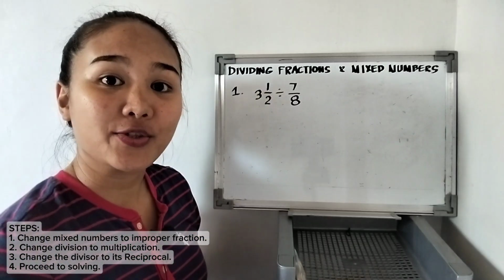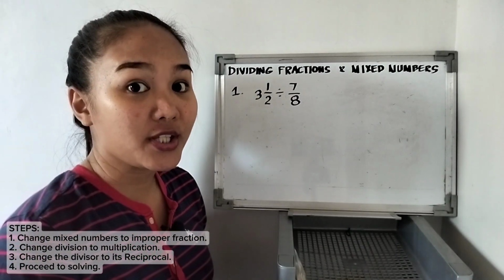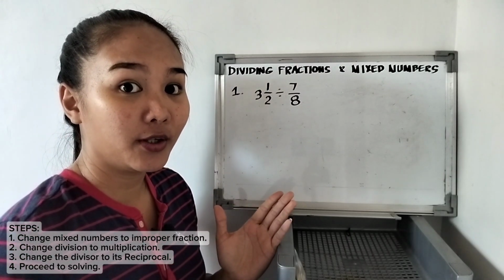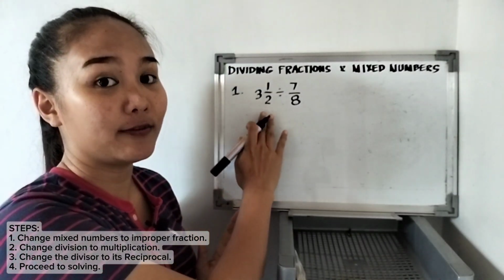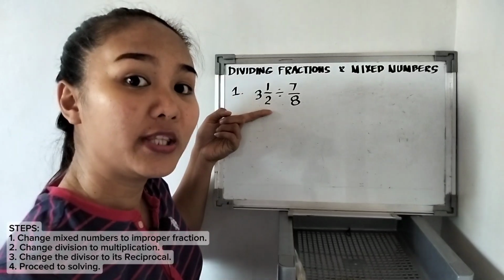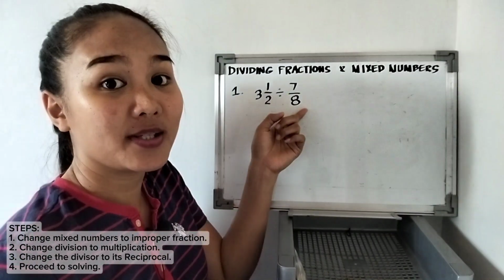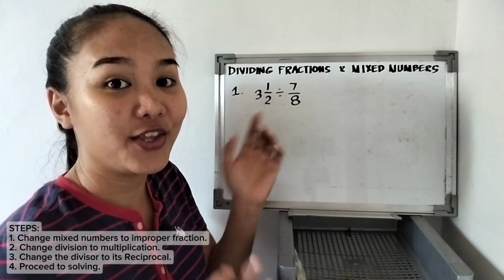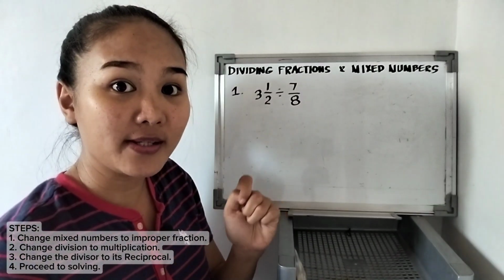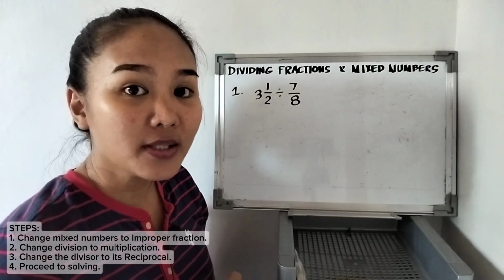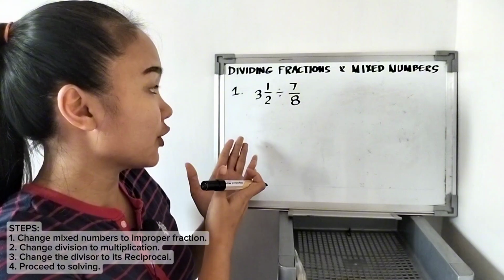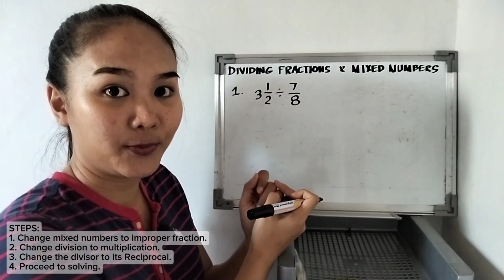So the first step is to change the mixed number into an improper fraction. So where is the mixed number? Of course, the first term or the dividend. Take note that in division, the first term is called the dividend and the second term is called the divisor. The answer is what we call the quotient. So first step is to change the mixed number into an improper fraction. So where do you think is the mixed number? The first term, dividend, or the second term, divisor?